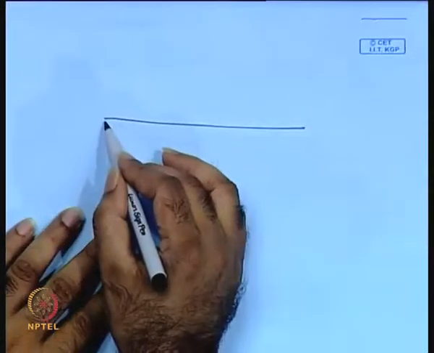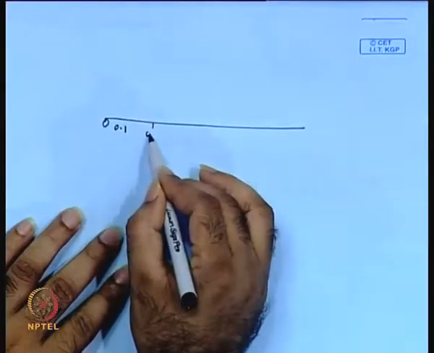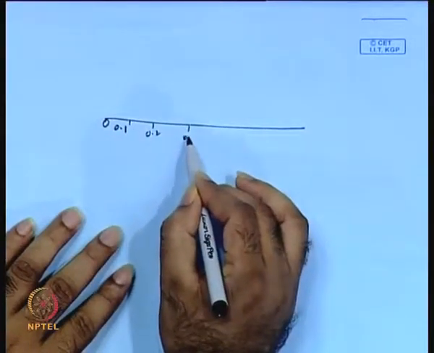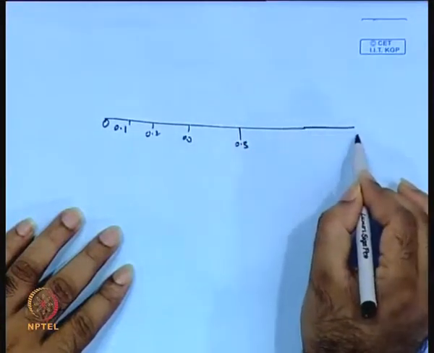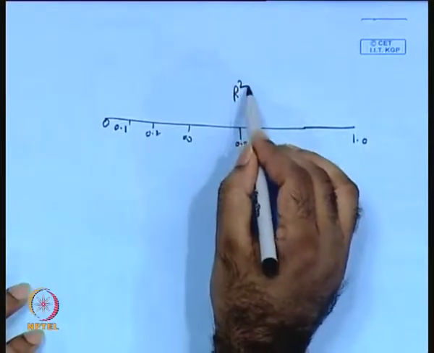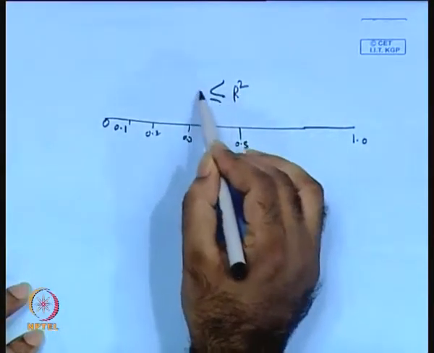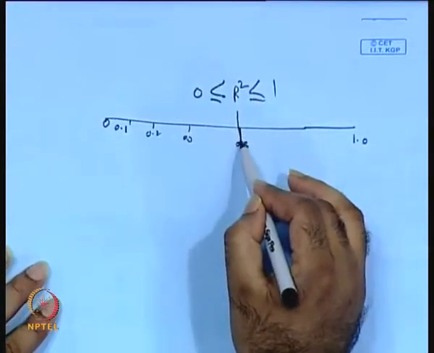Now we have three different ranges, you see here. Take a case here. This is 0, then 0.1, then 0.2, then 0.3 like this, then 0.5, and of course this is 1.0. This is the R square range. So, when we say R square is between 0 and 1, the range will be like this. This is the middle.